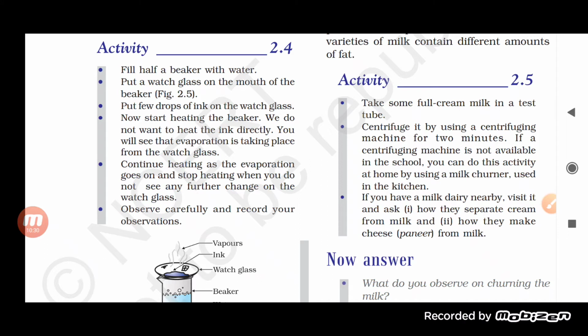Fill half a beaker with water. Put a watch glass on the mouth of the beaker. Put a few drops of ink on the watch glass. Now start heating the beaker. You will see that evaporation is taking place from the watch glass. Continue heating as the evaporation goes on, and stop heating when you do not see any further changes on the watch glass. Observe carefully and record your observation.